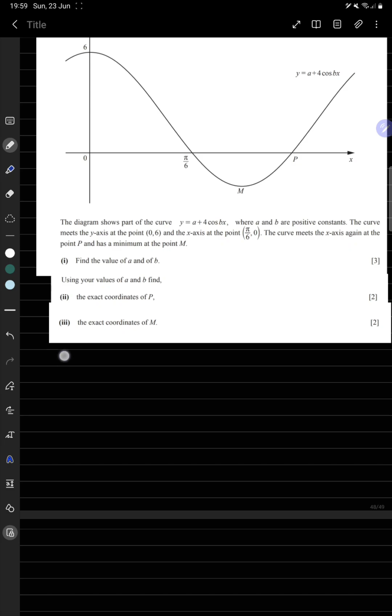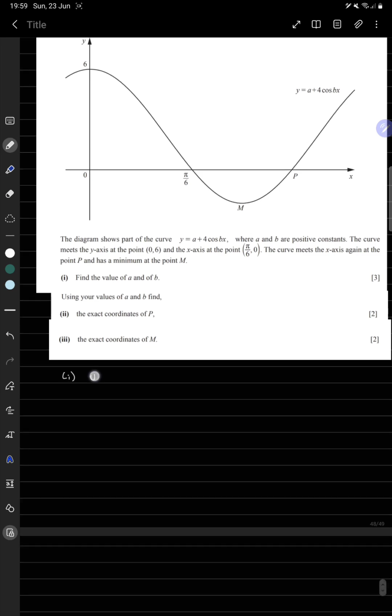So let's start with the first part of the question. In the first part, we want to find a and b. We're going to copy the equation itself, y equals a plus 4 cos bx. Now let's substitute one of these points. When y equals 6, x equals 0. Cos 0 is equal to 1, so our a is going to be equal to 2.